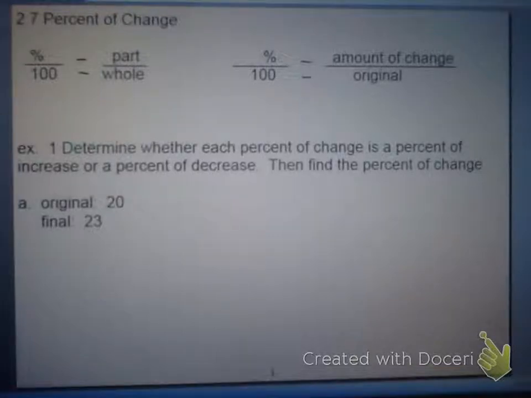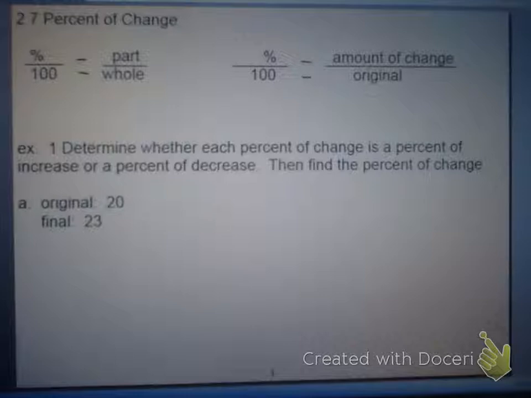Section 2.7 is percent of change. We've seen the percent formula: percent over 100 is equal to part over whole. We have a new formula for the amount of change when we're trying to calculate percent of change. It's percent over 100 is equal to the amount of change over the original.